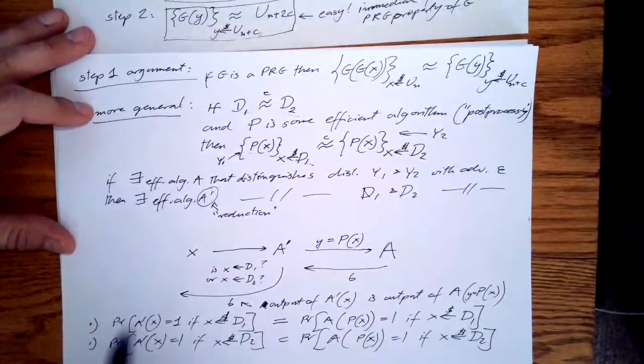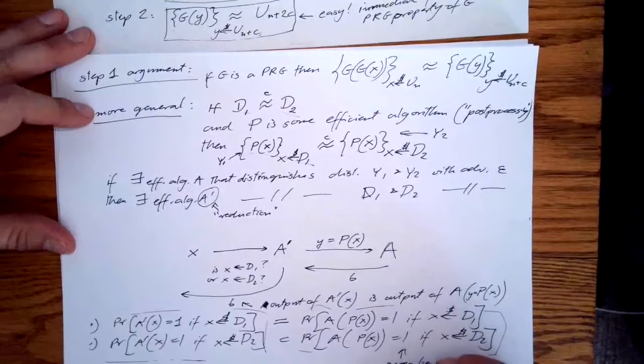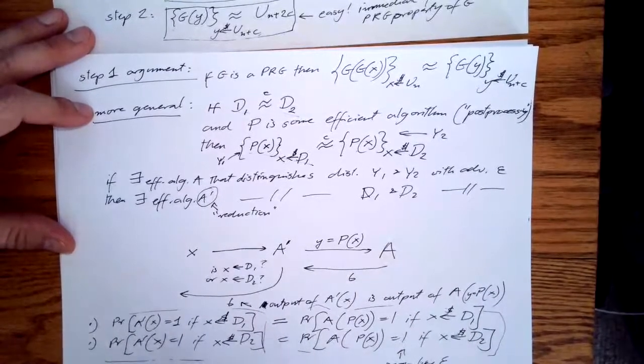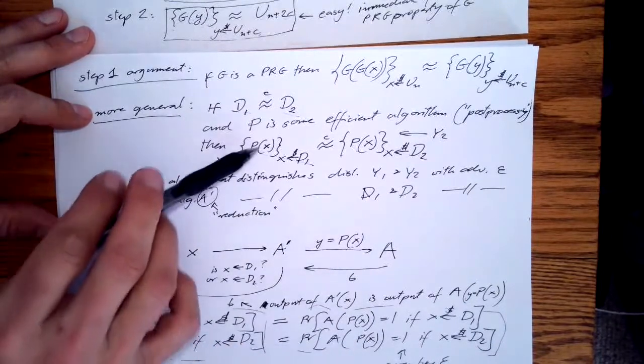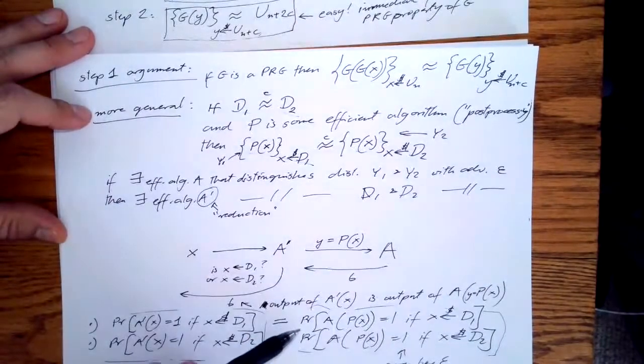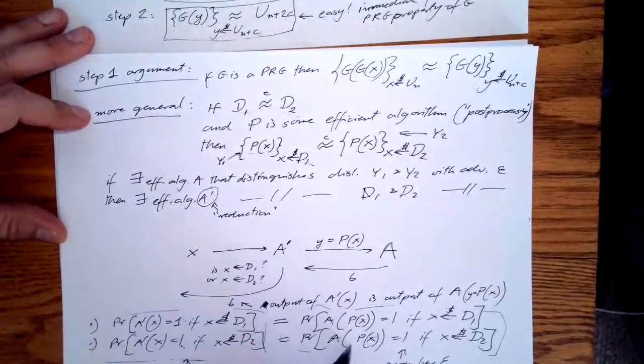So the difference between these two is the same as the difference between these two. The difference between them, they're apart by epsilon, by the assumption that A exists. So if A distinguishes this type of distribution from this with advantage epsilon, that's what it means, that this probability and this probability differ by epsilon. So this one has to be also apart by epsilon, right? Because the difference between these two is identical to the difference between these two.